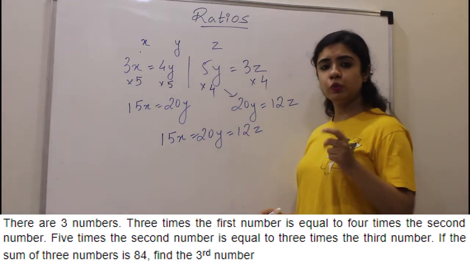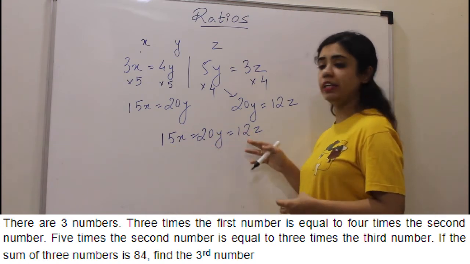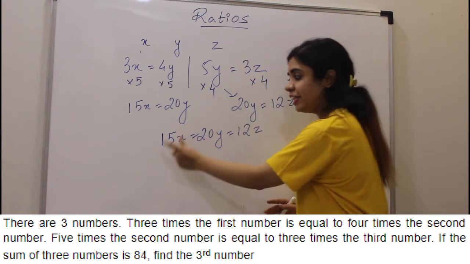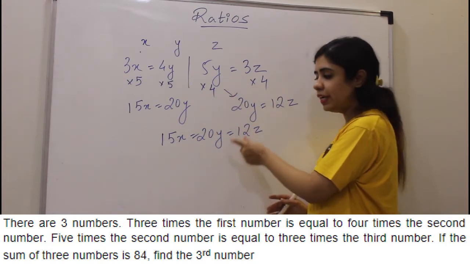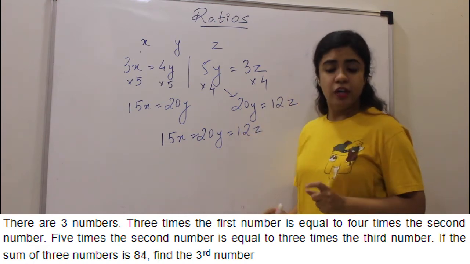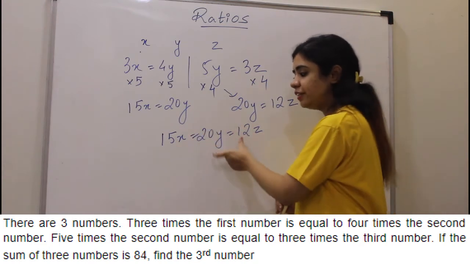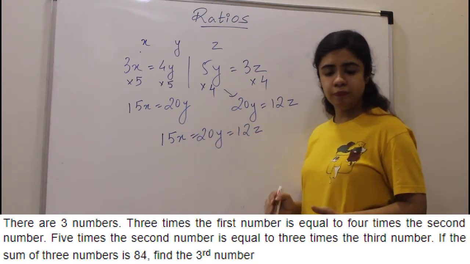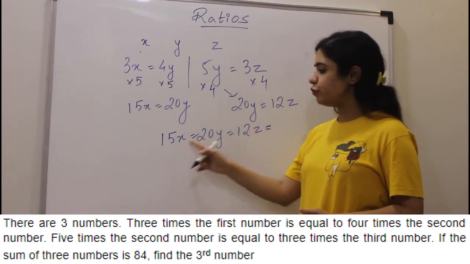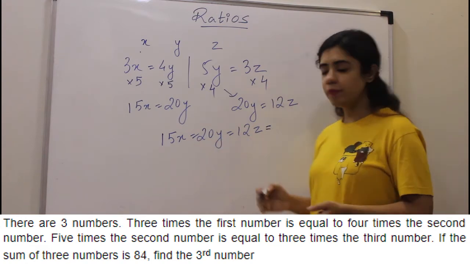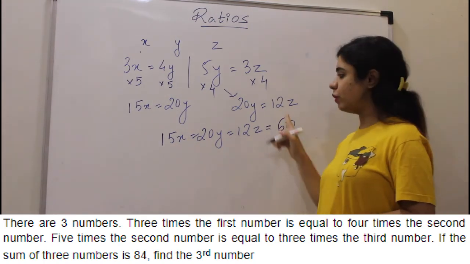Now see, what do students do? They make a very common mistake. They consider XYZ ka ratio as 15:20:12. No. 15 times x ka value is the same as 20 times y ka value. It is the same as 12 times z ka value. Does not mean your ratio is 15, 20 and 12. No. Whenever you have 3 terms which are equal or 4 terms which are equal, you have to equate them to their LCM. So what is the LCM of 15, 20 and 12? The LCM will be 60. So that means 15x is equal to 60.